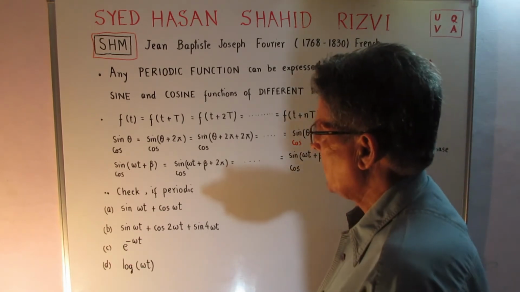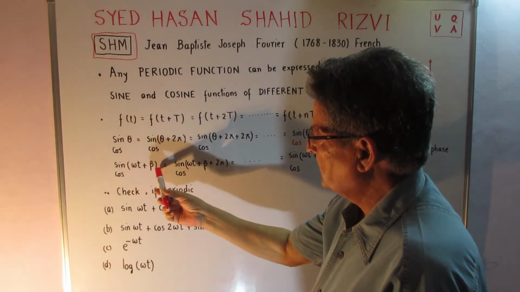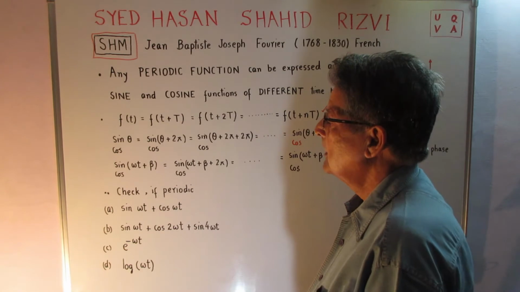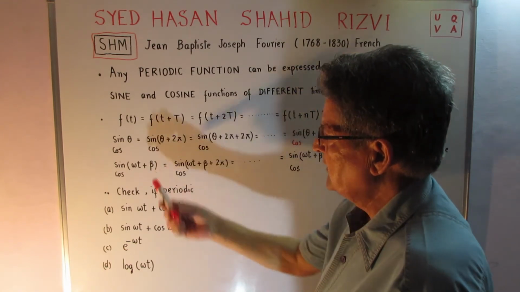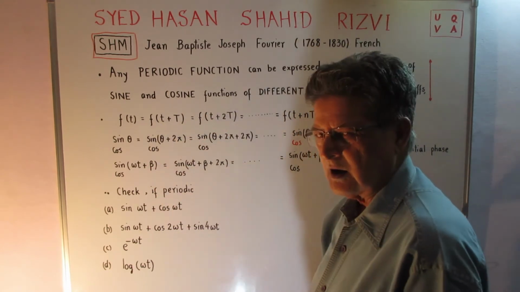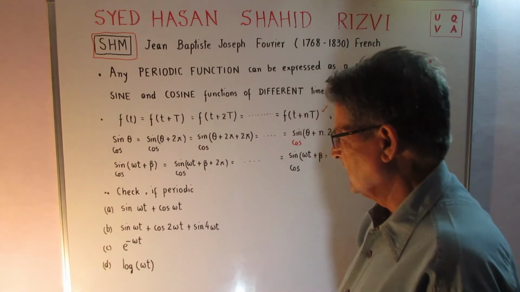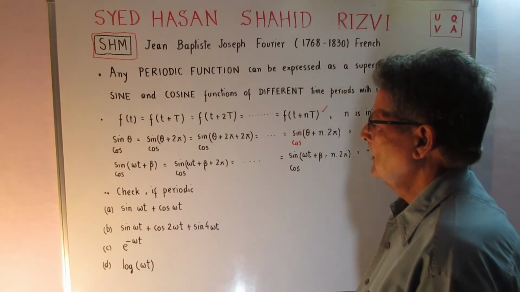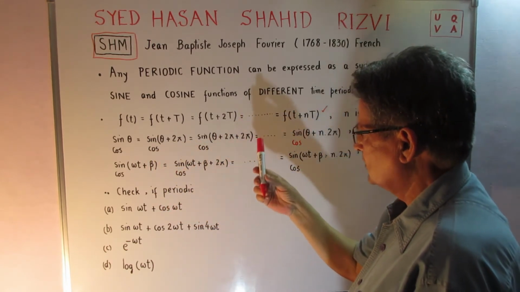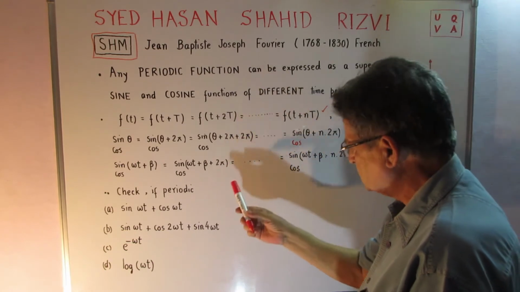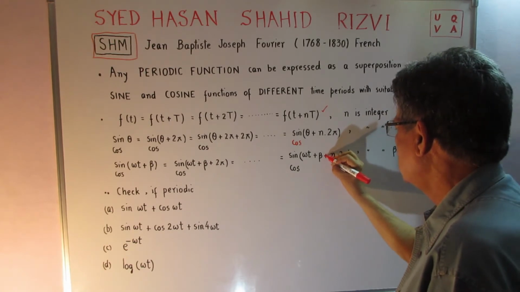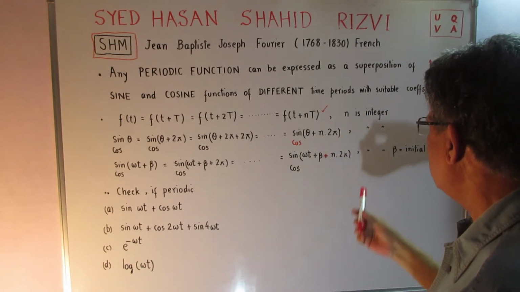Now let us take theta is equal to omega t plus beta, like our phi and alpha and delta, where beta is an initial phase. It doesn't matter at all what symbol we use, we can write whatever we like. So sine of omega t plus beta is equal to sine of omega t plus beta plus 2 pi, is equal to sine of omega t plus beta plus 2 pi plus 2 pi, and becomes equal to sine of omega t plus beta plus n times 2 pi, etc.